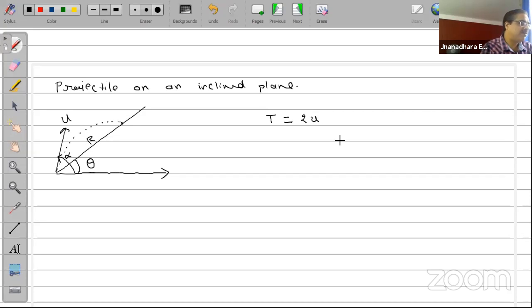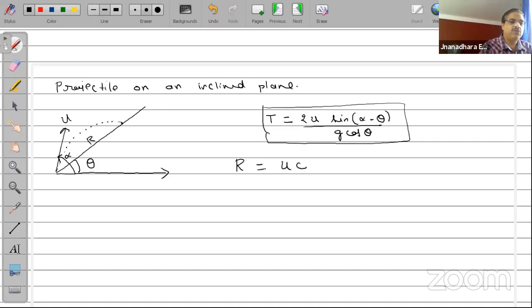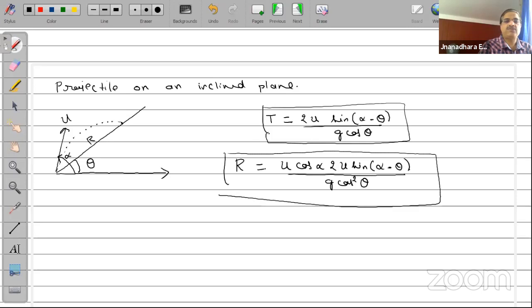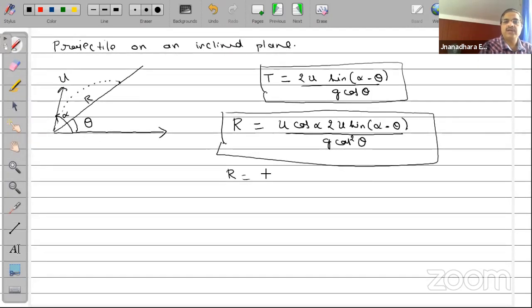Now, how do I find the time of flight? Time of flight will be given as 2u sin(alpha minus theta) divided by g cos theta. Look how different the time of flight is now for the projectile on the inclined plane. Very, very different, isn't it? Range of this will be equal to u cos alpha into 2u sin(alpha minus theta) divided by g cos square theta. Very interesting. This in fact is the expression for the range of the projectile on the inclined plane. I can write this together as 2u square cos alpha sin(alpha minus theta) divided by g cos square theta. This is the expression for the range.